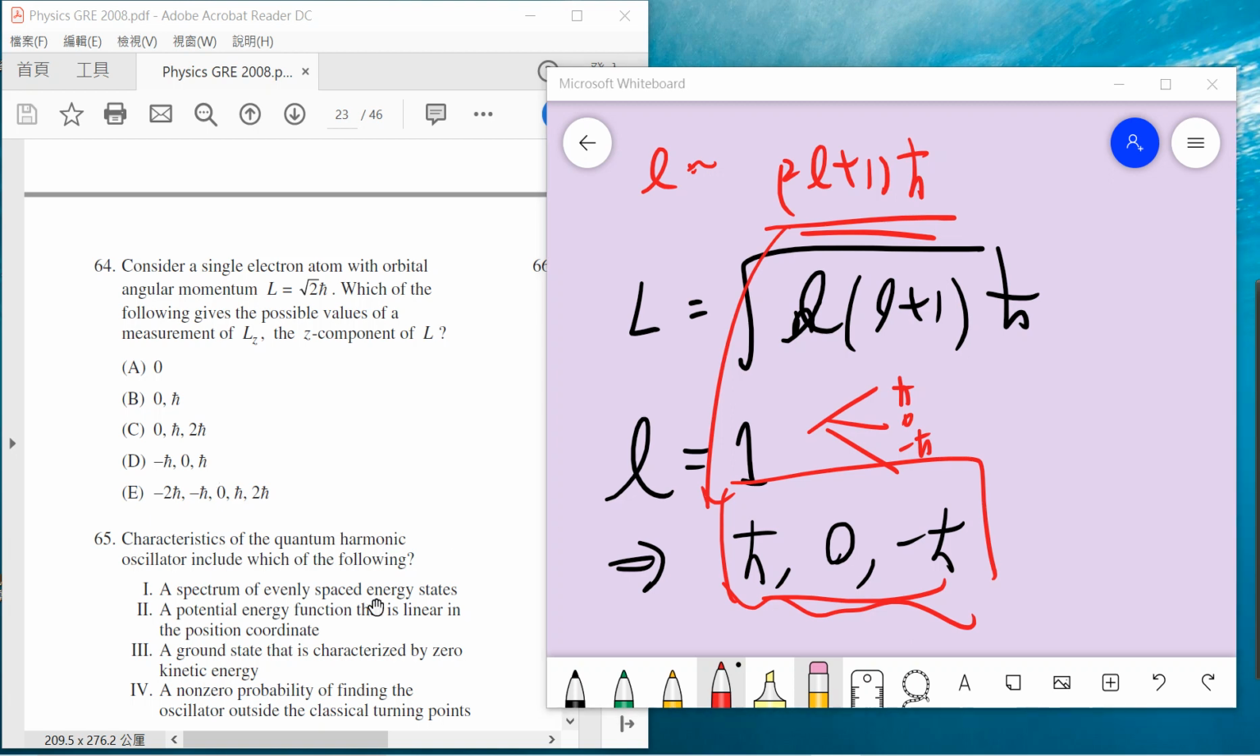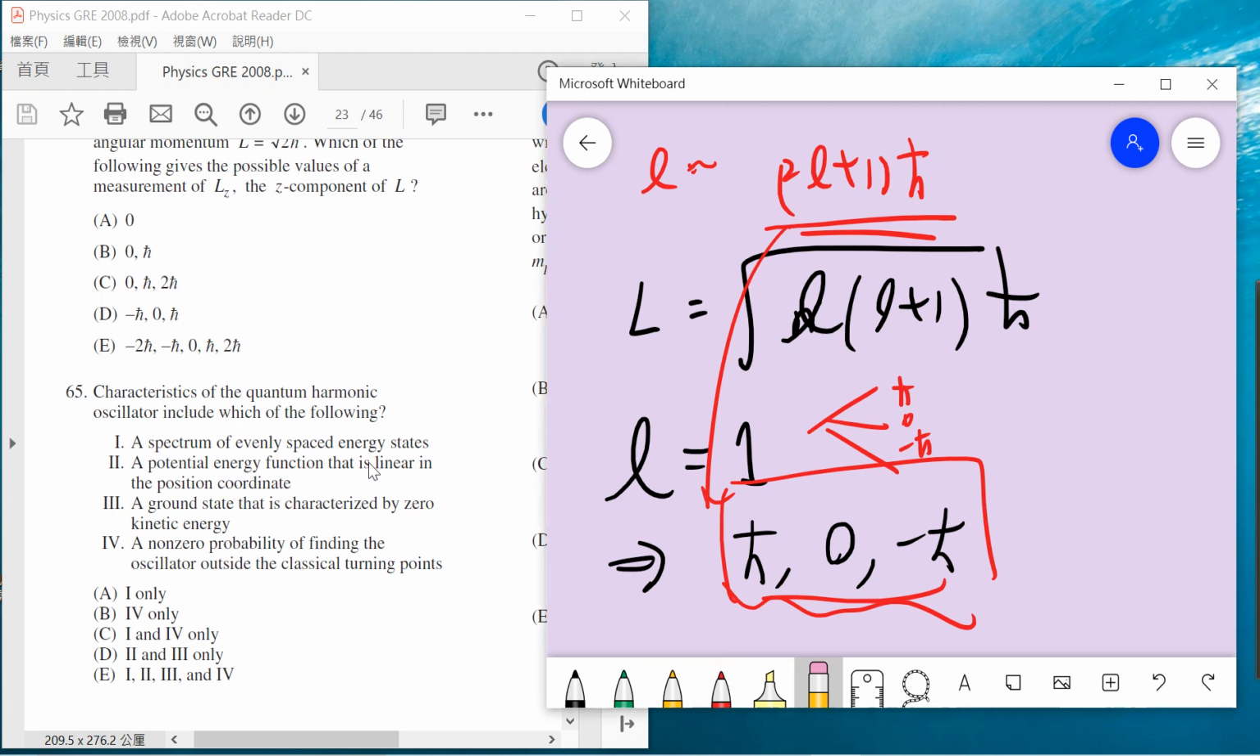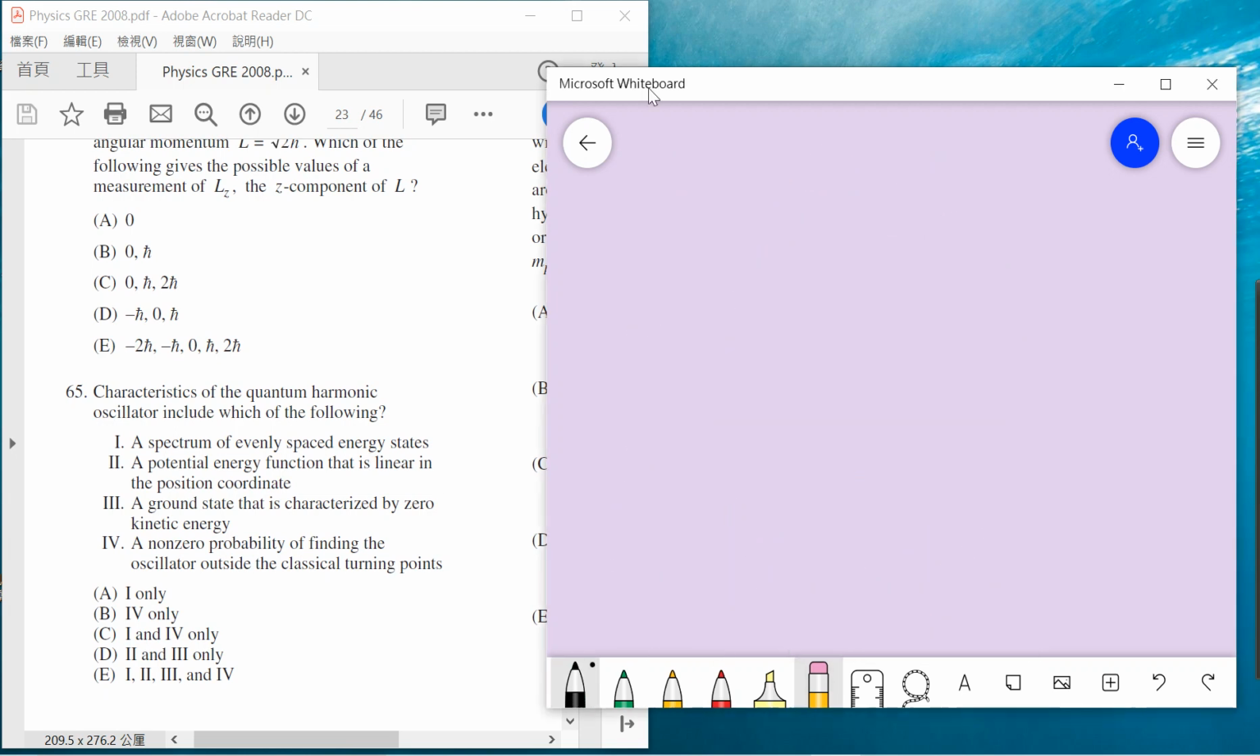Okay, 65, harmonic oscillator. This is a question you need to remember. The first thing you need to remember is the energy levels: the spectrum of evenly spaced states. Basically, each spacing is h bar omega, starting at 0.5 h bar omega. So the first one is correct. The potential energy is not linear, the potential is proportional to x squared. The ground state is characterized by zero kinetic energy. Is this one correct?